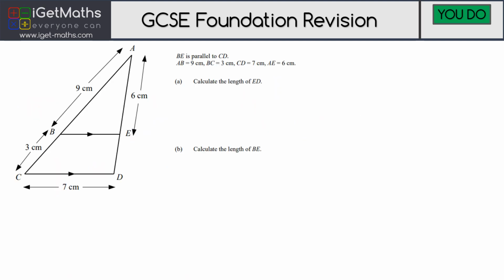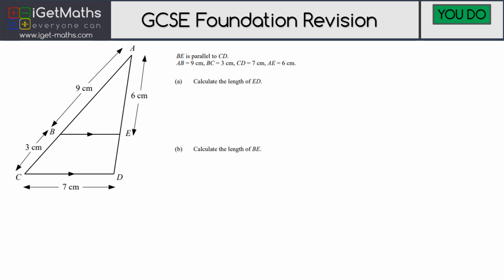Pause the video and have a go at your question. Okay, so you've got a similar shape question as well. BE is parallel to CD. AB equals 9 centimeters. BC equals 3 centimeters. CD equals 7 centimeters. And AE equals 6 centimeters. Calculate the length of ED.